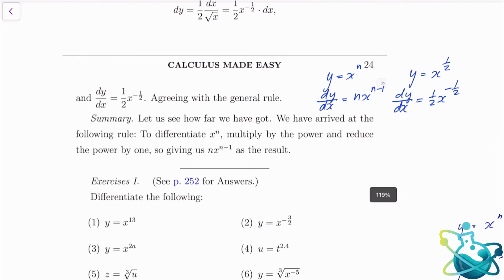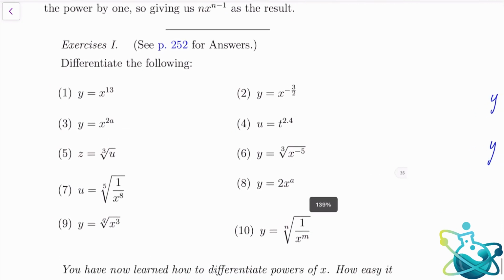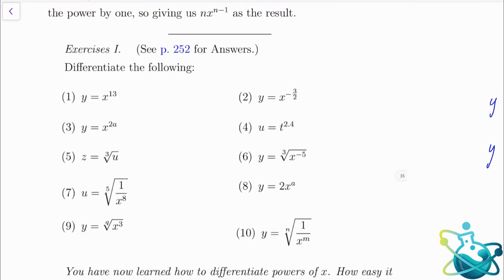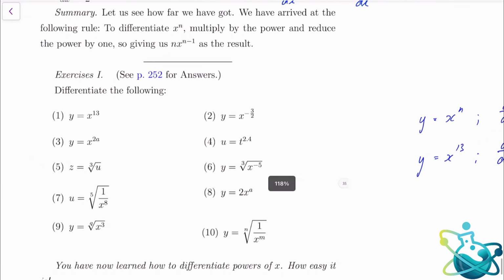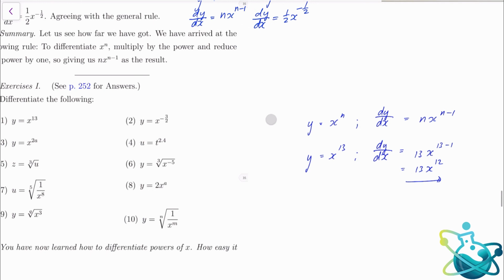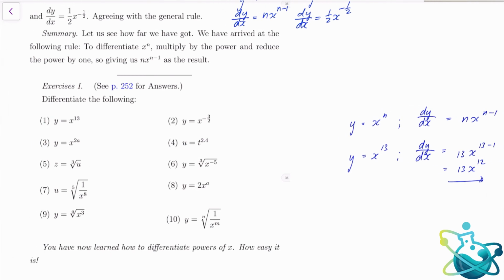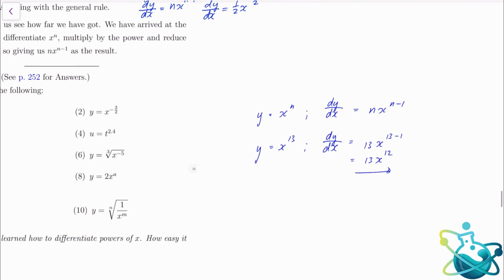Guys, this is the first section where we have some exercises here. I'm not going to do the exercises here in the video. It takes too long, of course, but let me do the first one quickly, just to start you off. There's your general rule again. And your first one here, y equals x to the power 13. What is dy over dx? You know it by now. You're clever by now. 13 x to the power 13 minus 1, which is x to the power 12. 13 x to the power 12, your answer.